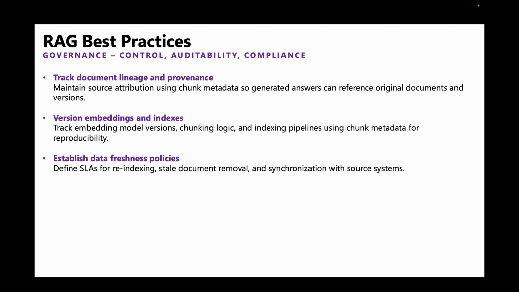The third guidance is to establish data freshness policies. This ensures that only accurate and up to date information is retrieved. Define clear SLAs for how frequently documents should be reindexed and how stale content should be removed. This improves cost, relevance, and speed of retrieval. Retrieval systems should also be regularly synchronized with upstream data sources.